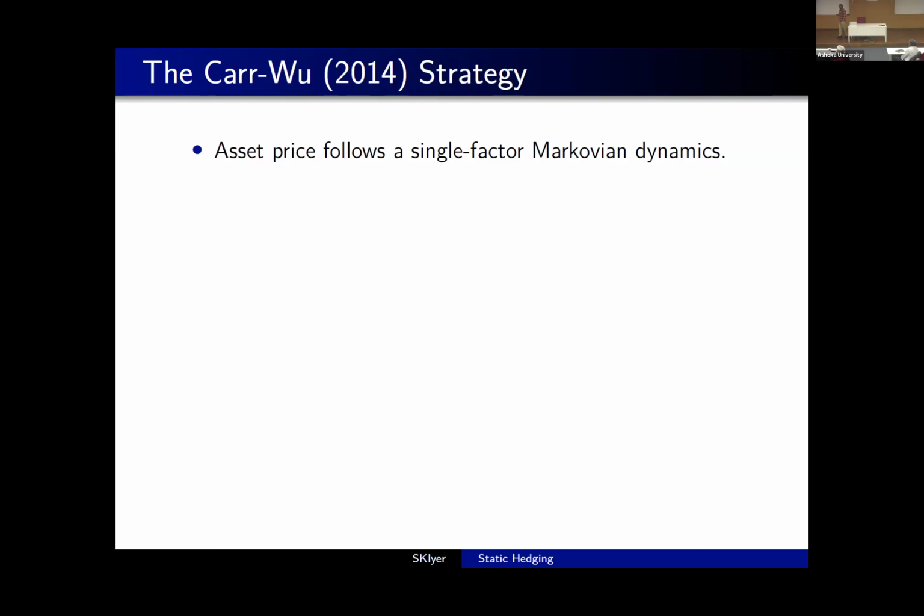Right? So I would just describe a strategy that was proposed by Carr and Wu in this paper in 2014, and then see how we have tried to extend this result. So what they assume, so the assumption is that the asset price is a Markov process.